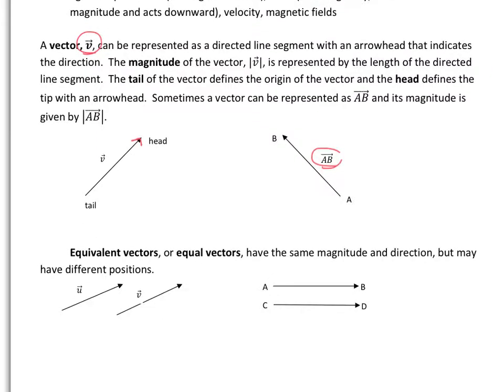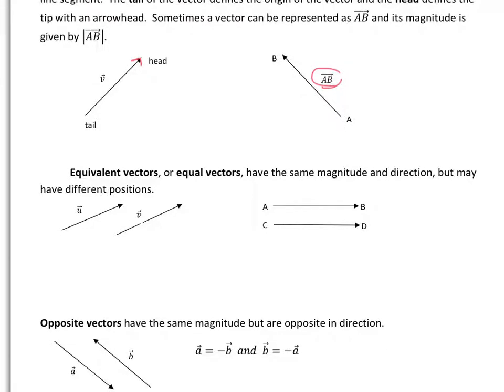Now we have some terminology to go through here when dealing with vectors. So equivalent vectors or equal vectors have the same magnitude, so the same length, and the same direction, but they may have different positions. So for example, U and V here are equivalent vectors, and AB and CD are equivalent vectors. So we could say that vector U is equal to vector V, and we could say that vector AB is equal to vector CD.